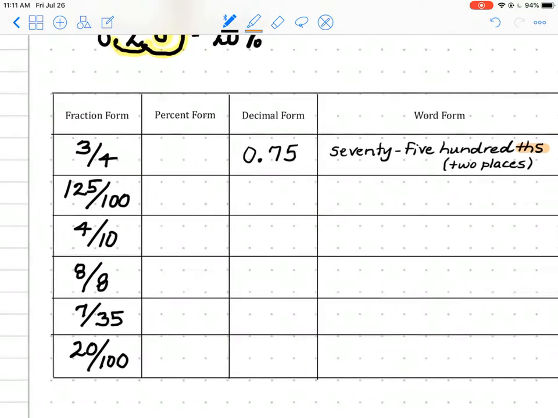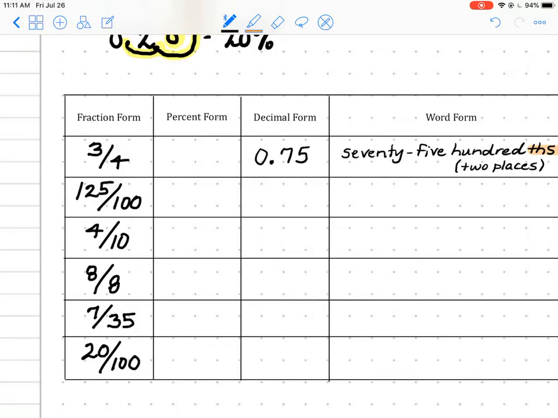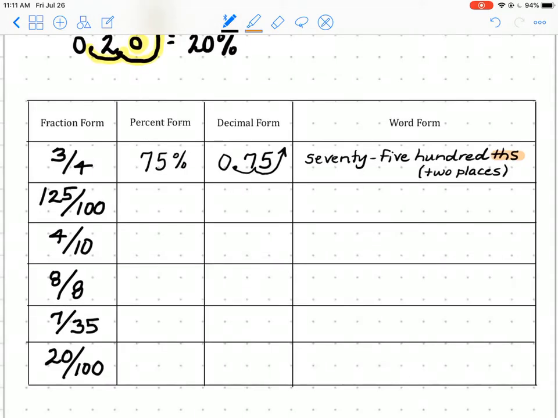Now, to get your percent, you just need to move that decimal 2 places. So moving it 2 places, you get 75%. So here you have found all 3 forms of 3/4. It's good practice.